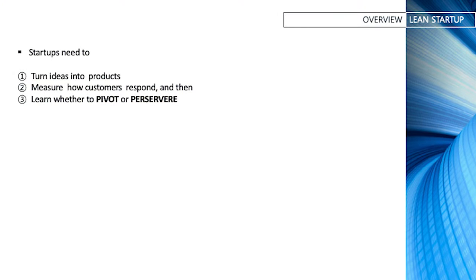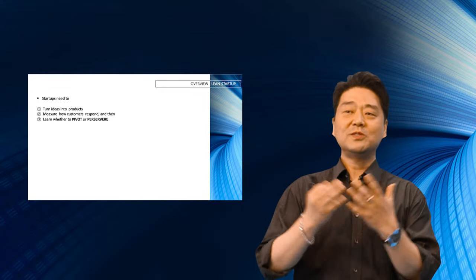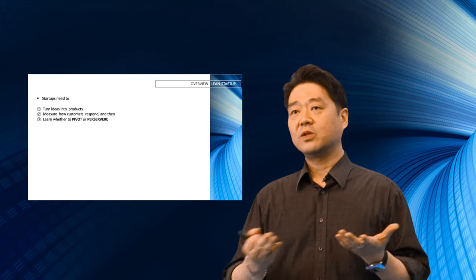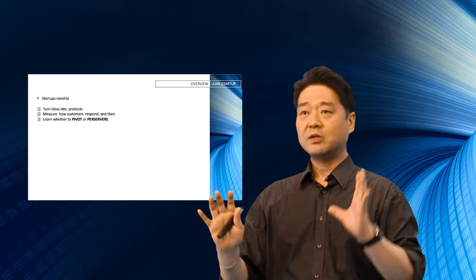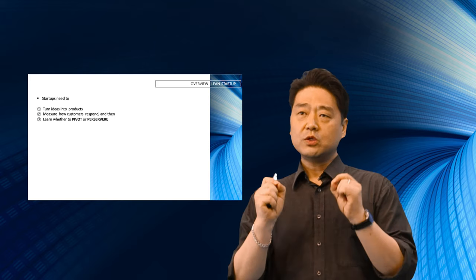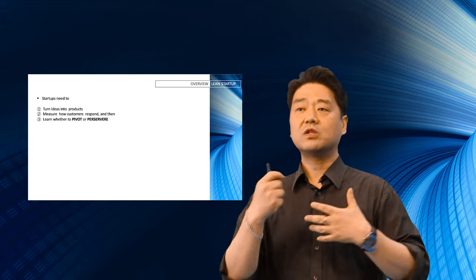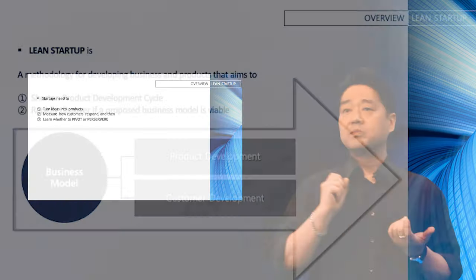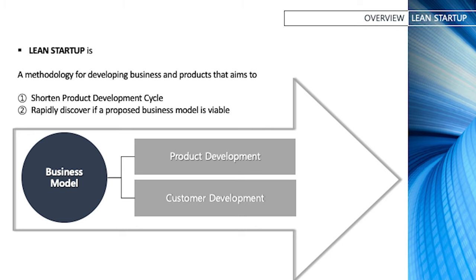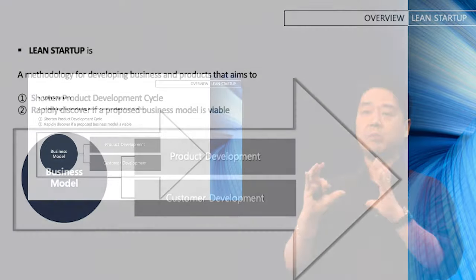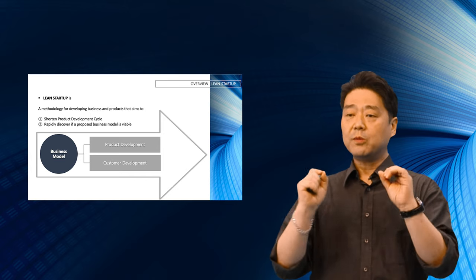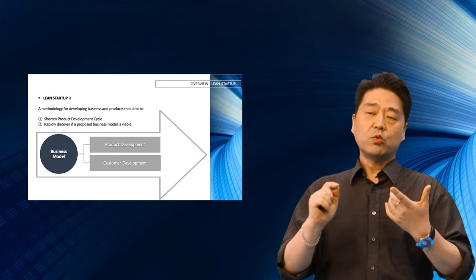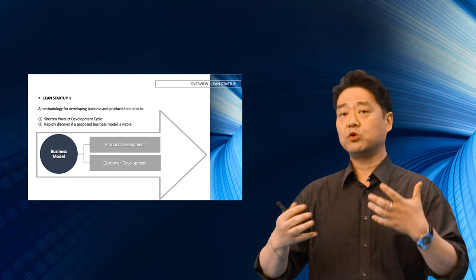Startups need to turn ideas into products, measure how customers respond, and then learn whether to pivot or persevere. Wow, this is new. We know all about this. The thing is, although we know exactly what we need to do, you have seen this diagram, measure, learn, build, all that. We know what to do. We need to know exactly when to pivot or persevere, and you heard about it over and over and over. So technically what we are going to do is create a product development and a customer development model. We are going to have a business model that actually makes your business sustainable and helps you make profits. In order to do that, we need to find a way to rapidly develop your product.